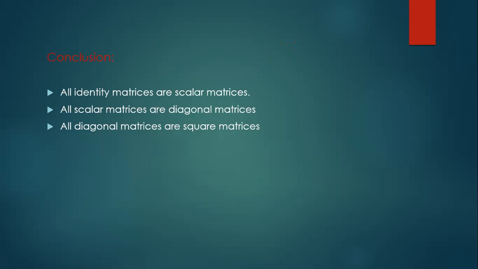What is the conclusion? All identity matrices are scalar matrices. All scalar matrices are diagonal matrices. All diagonal matrices are square matrices.